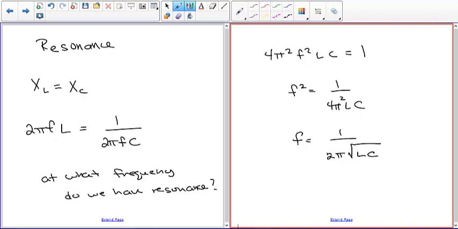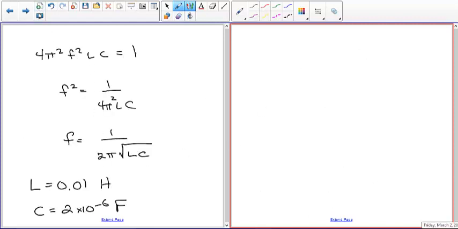So that's the way you figure out the resonant frequency for an LRC circuit. You just take 1 over 2 pi times the square root of L times C. The other day we were looking at an inductance of something like 0.01 henries. I'm just making this up, it's around this value. And let's say we had 2 times 10 to the minus 6 farads, which are kind of typical values.